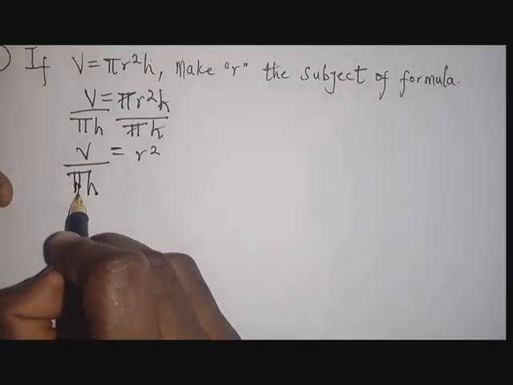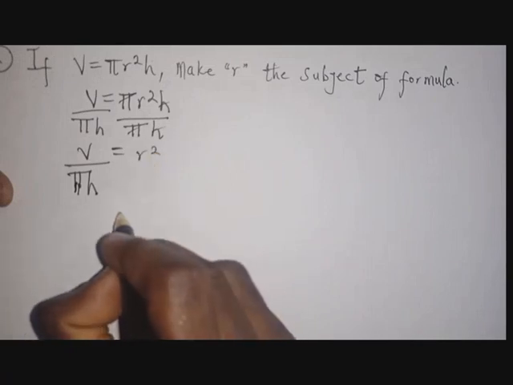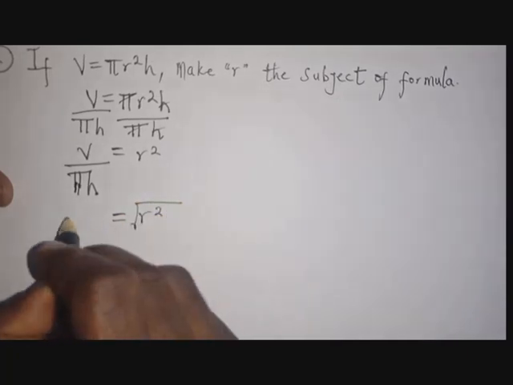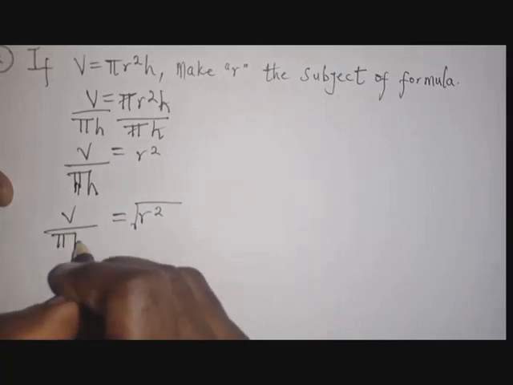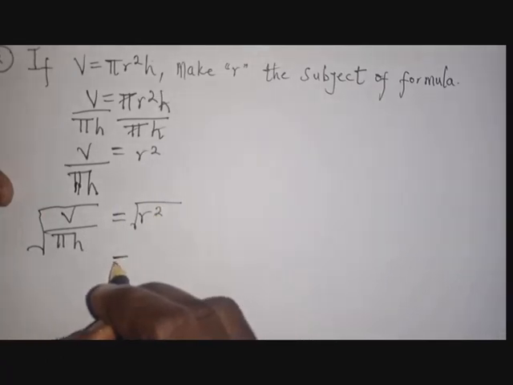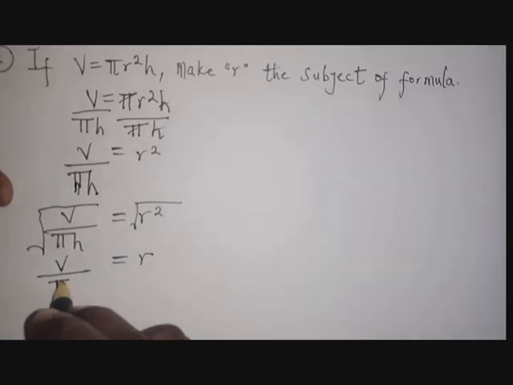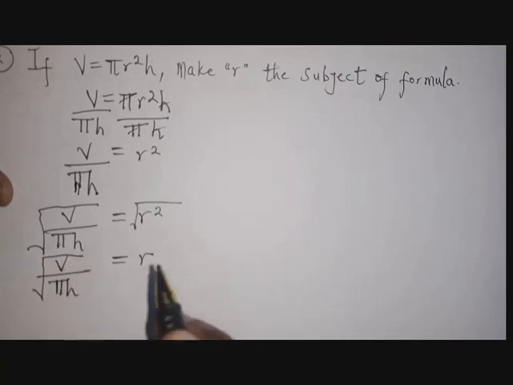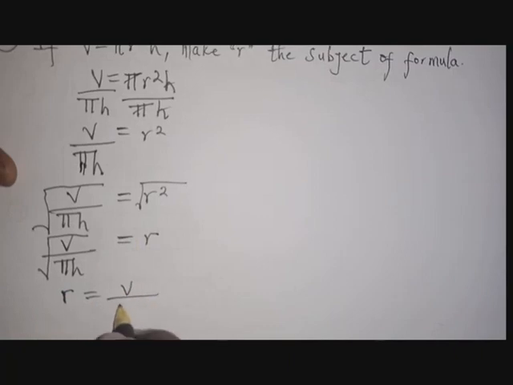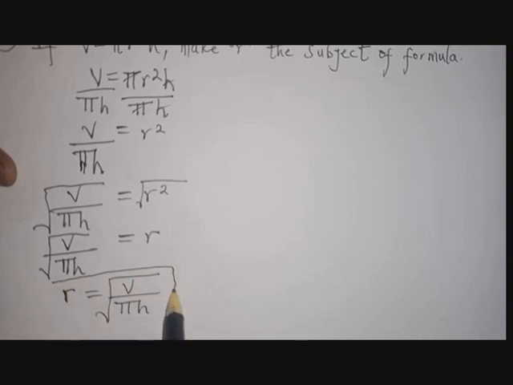Then the next thing I will do is, since I'm looking for r, and what I have here is r squared, I'm simply going to take the square root of both sides. Now, when I take the square root of both sides, the r squared becomes r, and this is now the square root of v over pi h. So I can simply rewrite it this way: r equals the square root of v over pi h. So this now becomes the subject.